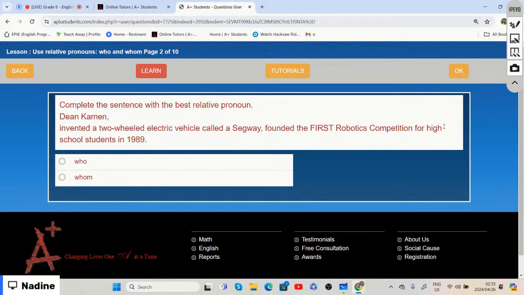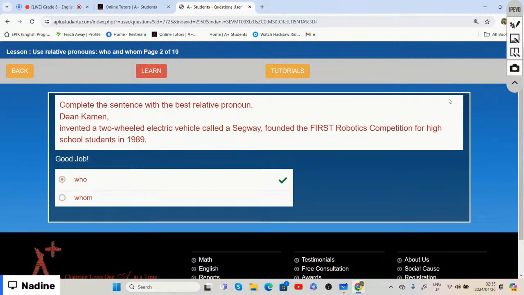Dean Kamen invented a two-wheeled electric vehicle called Segway, founded the first robotics competition for high school students in 1989. So we can say Dean Kamen, who invented a two-wheeled electric vehicle called a Segway. So who?